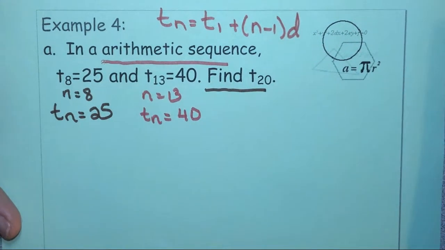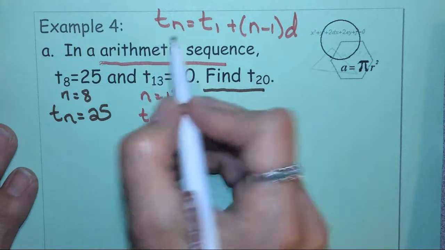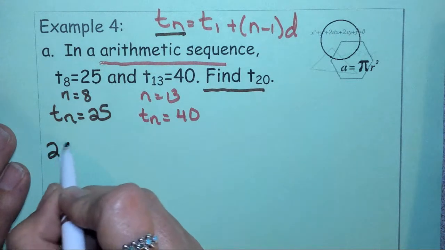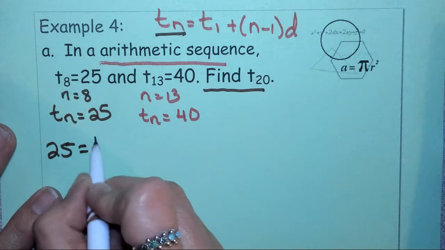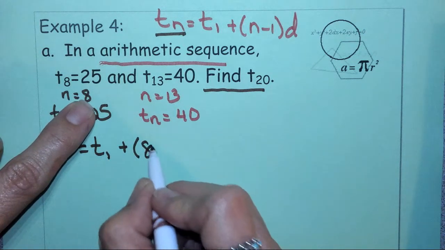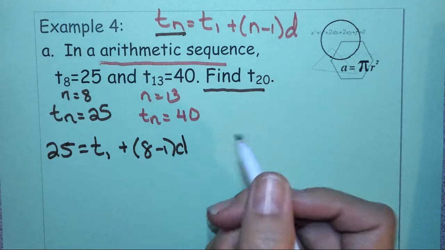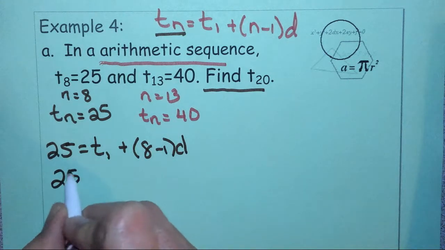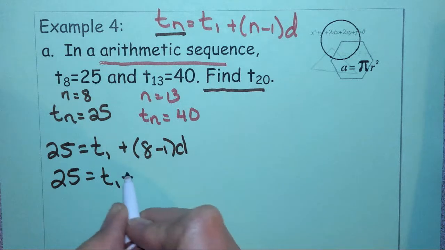And we're going to see what happens. Alrighty, so I know Tn is 25 for the first set of information. I don't know T1. I know what my n is. My n is 8, but I don't know D. So I have 25 equals T1 plus 7D.